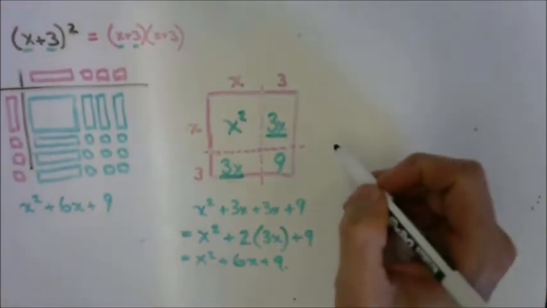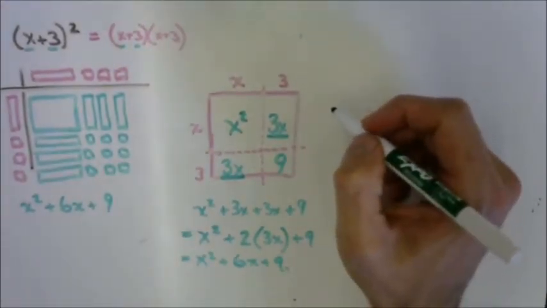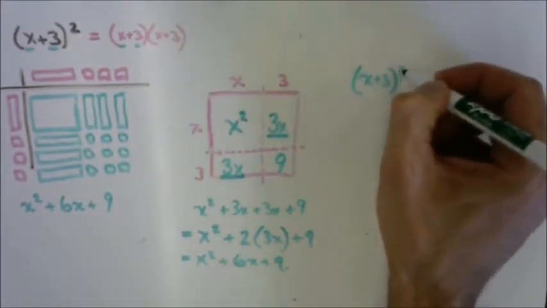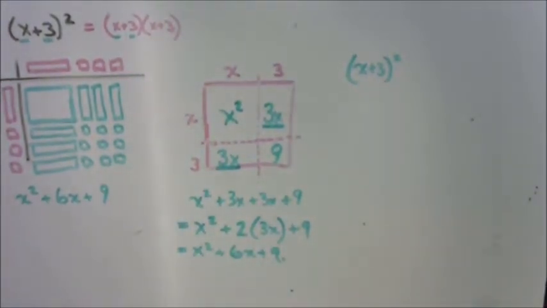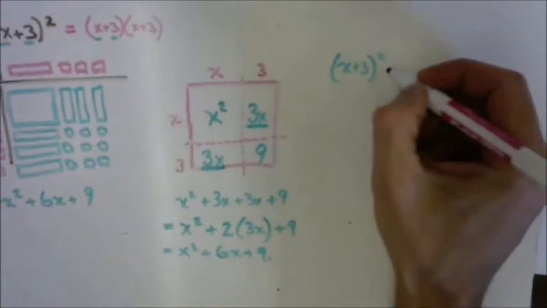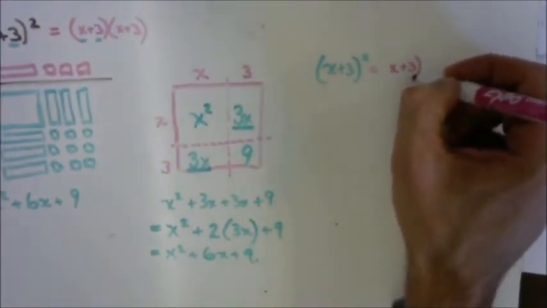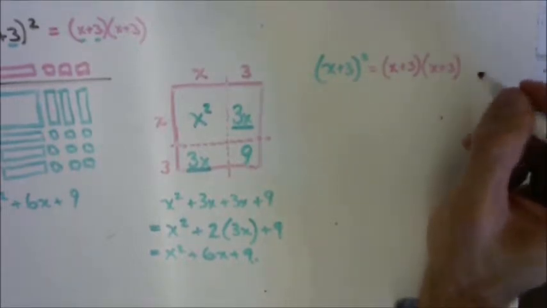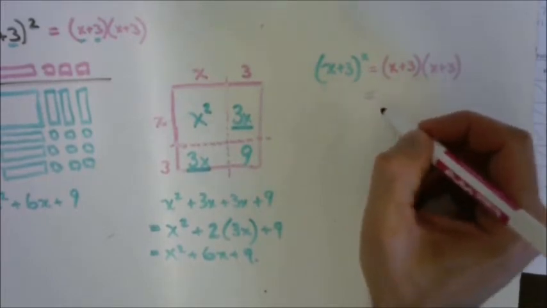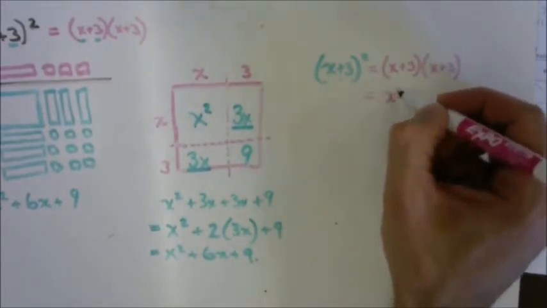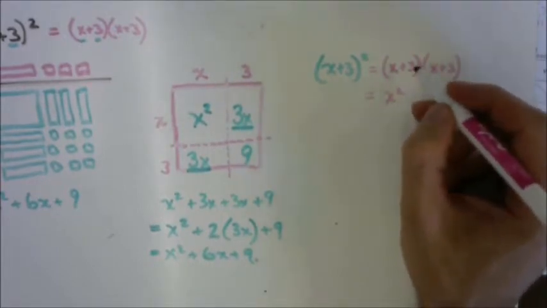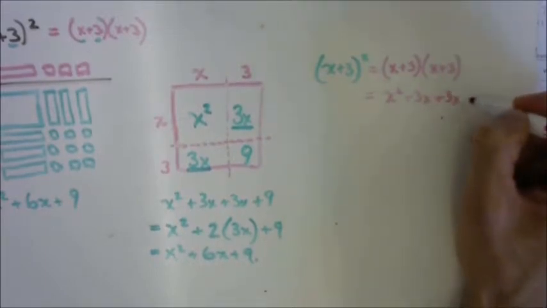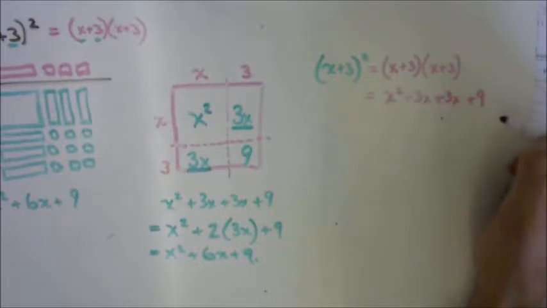Okay, let's show it algebraically and then we can carry on. We've got x plus 3 squared. Well, that's equal to x plus 3 times x plus 3. If we were going to FOIL this, which we are, we would get first times first is x squared. Outside times outside is plus 3x. Inside times inside is plus 3x. Last times last is plus 9.